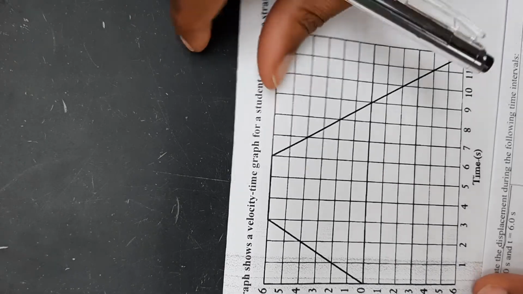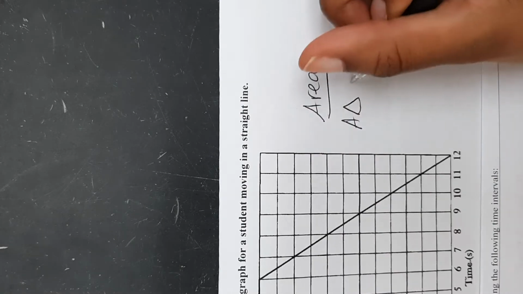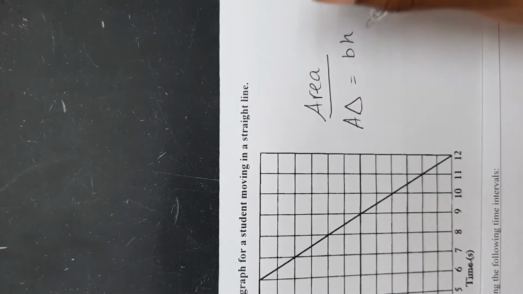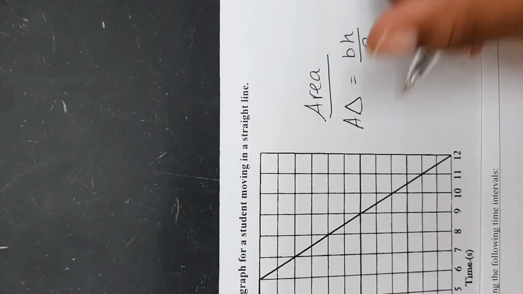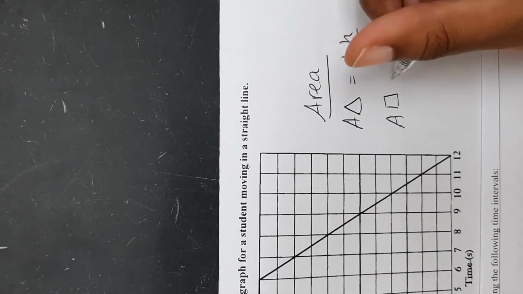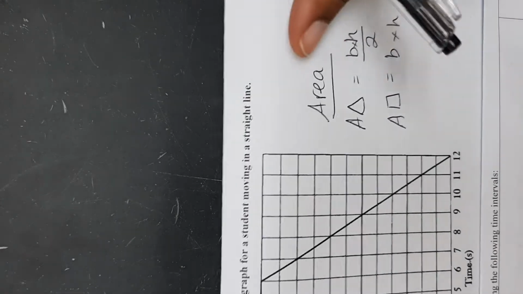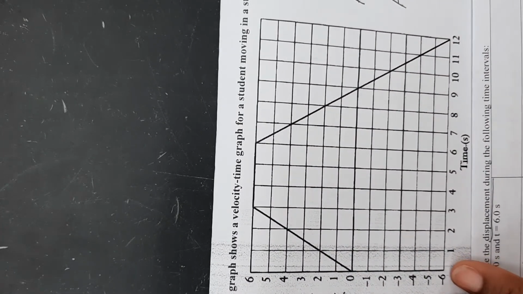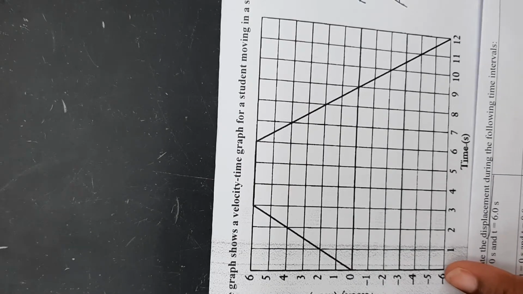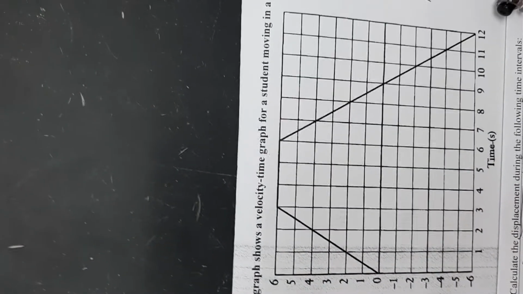Okay, so we have to split up the area underneath the graph into shapes like triangles, which have an area that we can calculate by using the formula base times height divided by 2. And we can also split up the areas into rectangles sometimes, and so we'll use the formula base times height. Okay, so let's split up our area underneath the graph and then work out the areas, and then we can answer the questions.